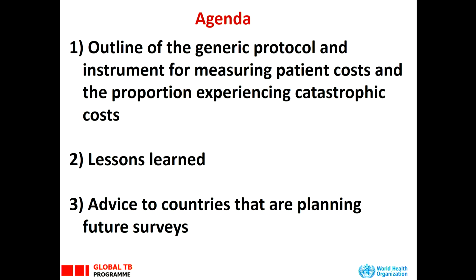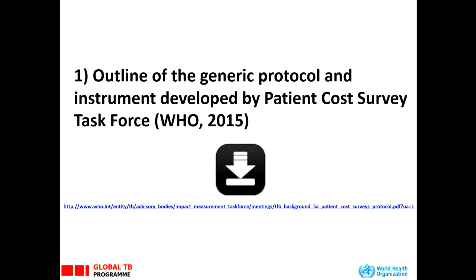First, on some sketches on the protocol and instrument to measure patient costs and the proportion experiencing catastrophic cost. Some common lessons learned from the first countries implementing, and then some advice to countries that are planning future surveys. Regarding the protocol and the instrument, they are available for download in the TB Impact Measurement Task Force webpage. The address is too small for you to see, but it's available there.